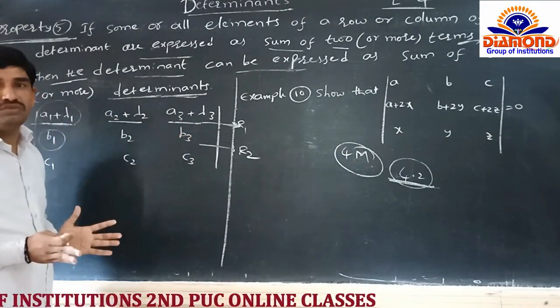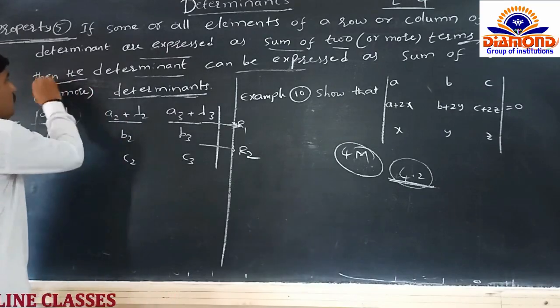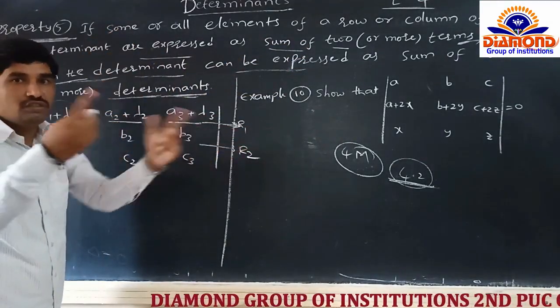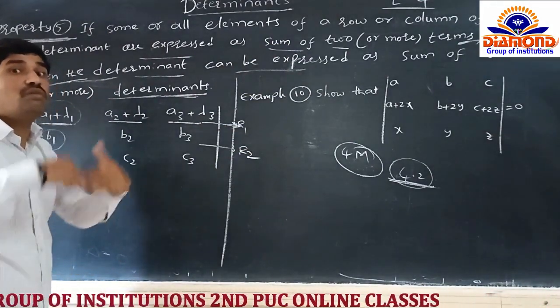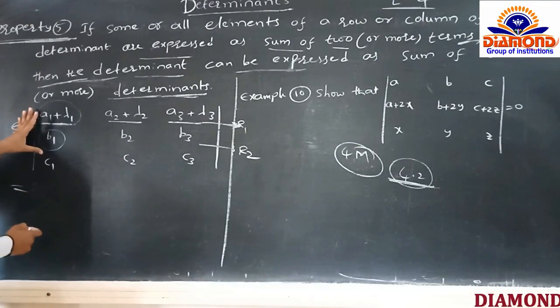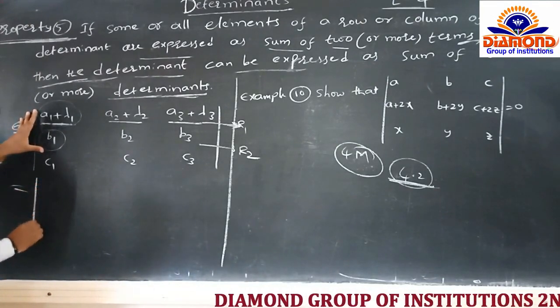So what can we do? We are going to say that the determinant can be expressed as the sum of the two determinants. Sum of the two determinants. Yes, I will write. See here. So first I am taking this. Here is the determinant from this.